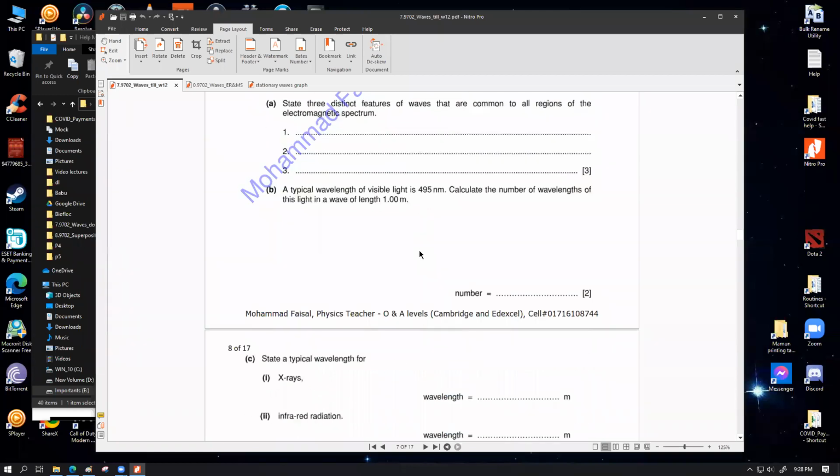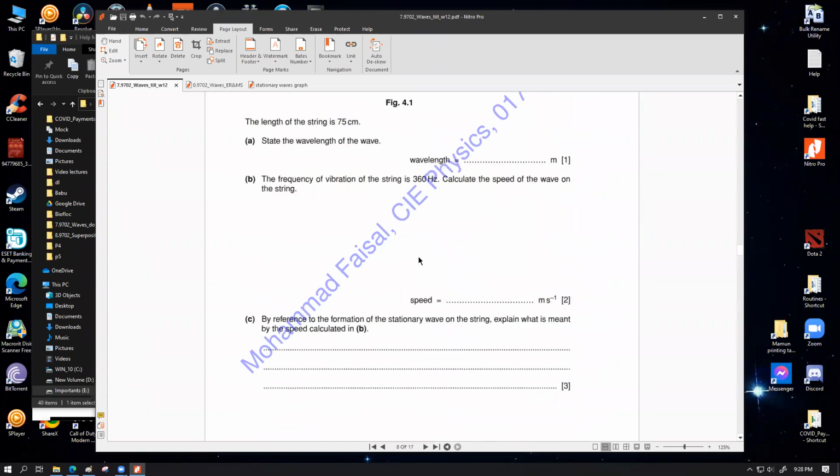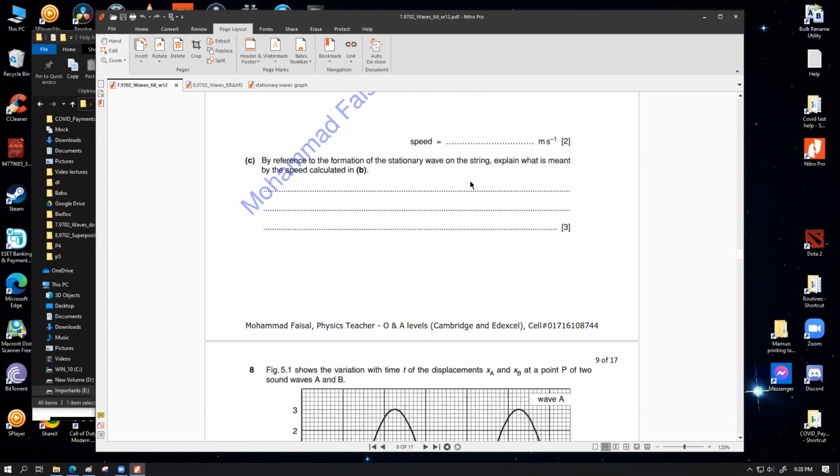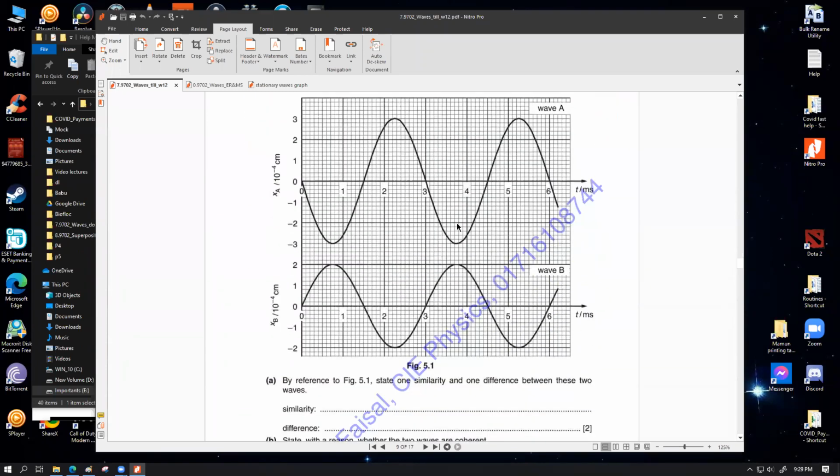Then we have some other questions. These are simple. You see, that same question is popping up again. By reference to the formation of the stationary wave on the string, explain what is meant by the speed calculated in B. Exactly the same question, 3 marks. So this is a repeated question. Gotta be careful about those.